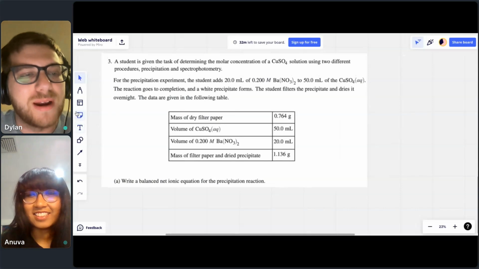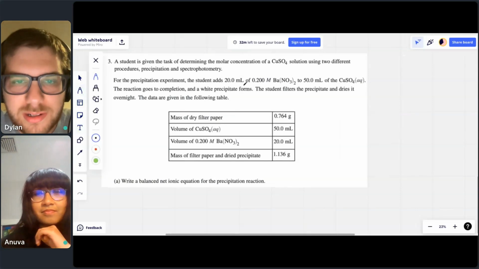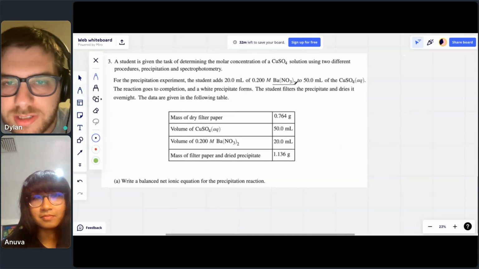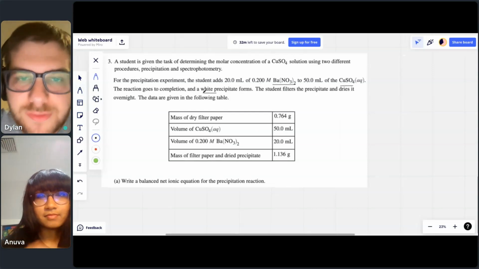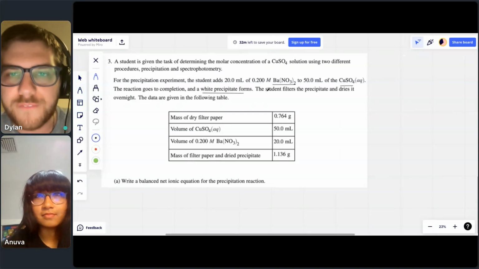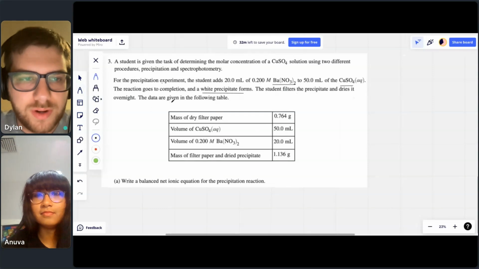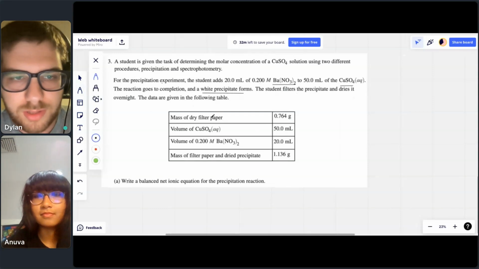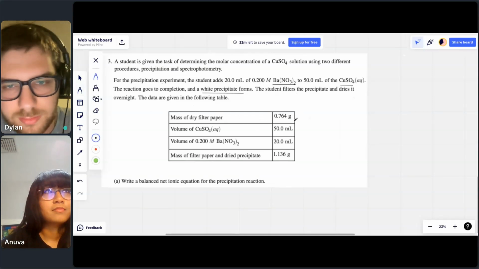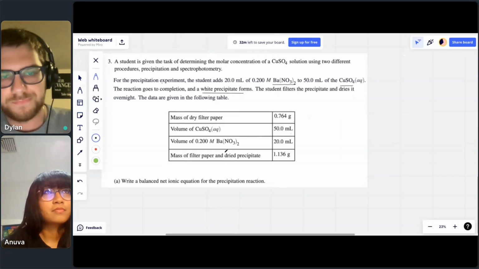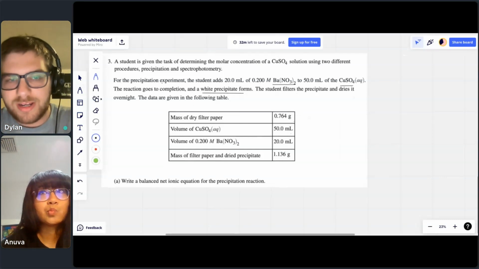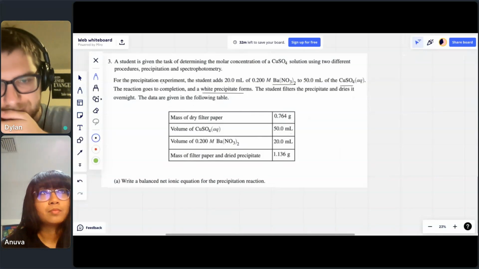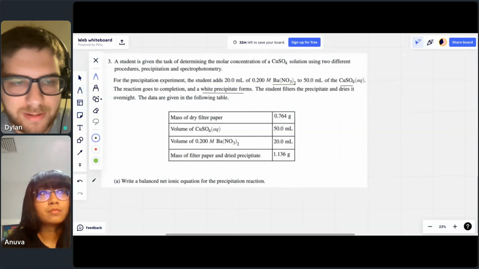For the precipitation experiment, the student adds 20 milliliters of 0.2 molar barium nitrate to 50 milliliters of the copper 2 sulfate. The reaction goes to completion and a white precipitate forms. The student filters the precipitate and dries it overnight. The data is given in the following table: the mass of the dry filter paper, the volume of copper 2 sulfate, the volume of 0.2 molar barium nitrate, and the mass of the filter paper with the dried precipitate.